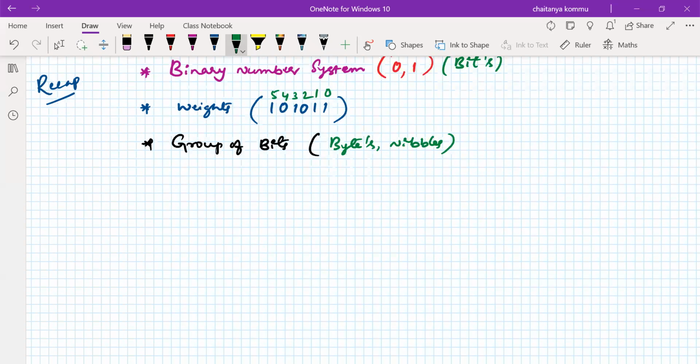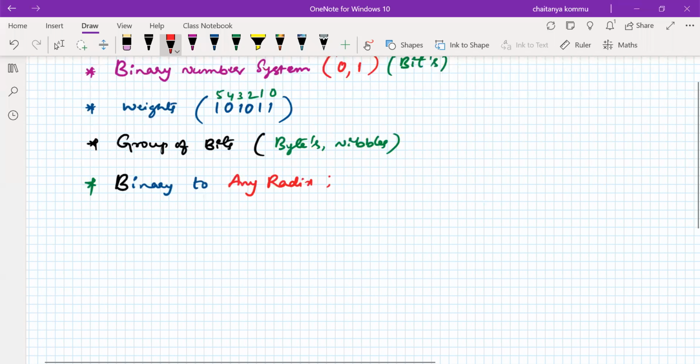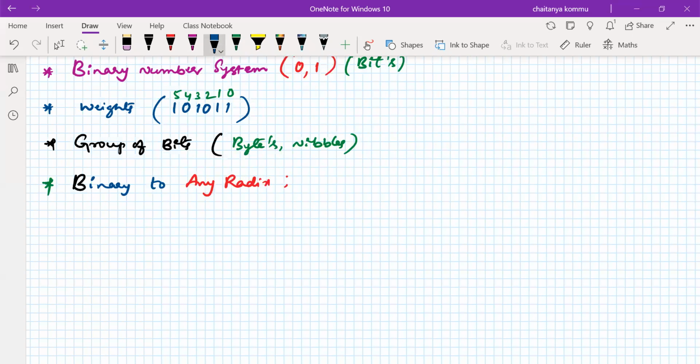Now we have started off converting any binary number to any radix. Similarly, we have also seen any radix to binary. So this is very important to note.